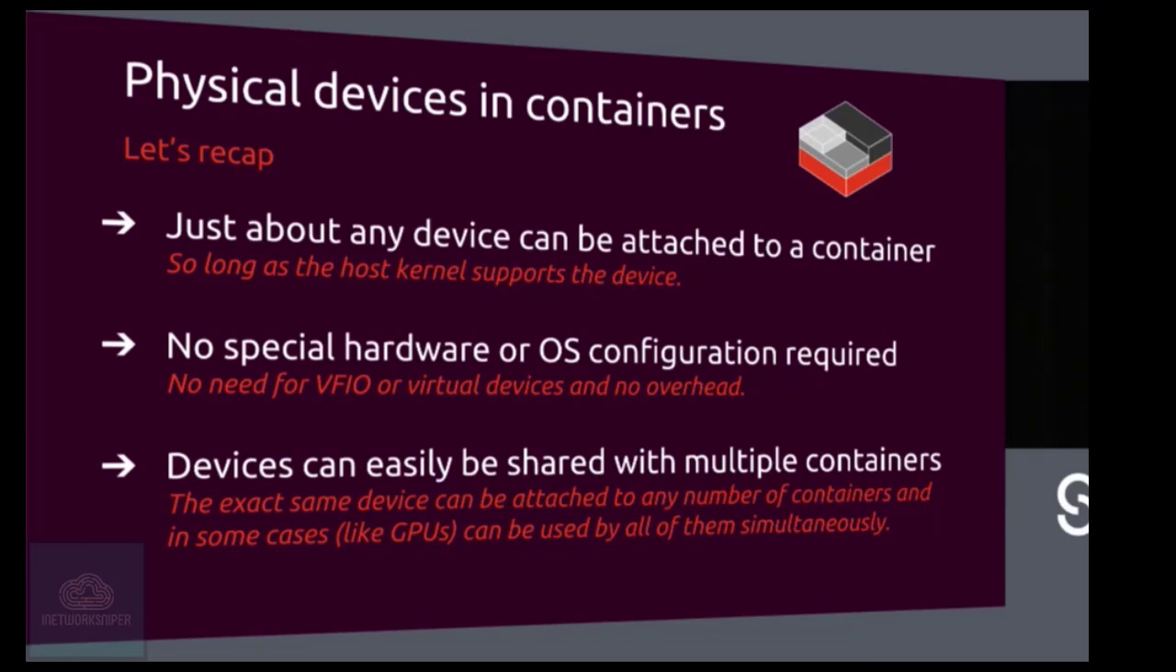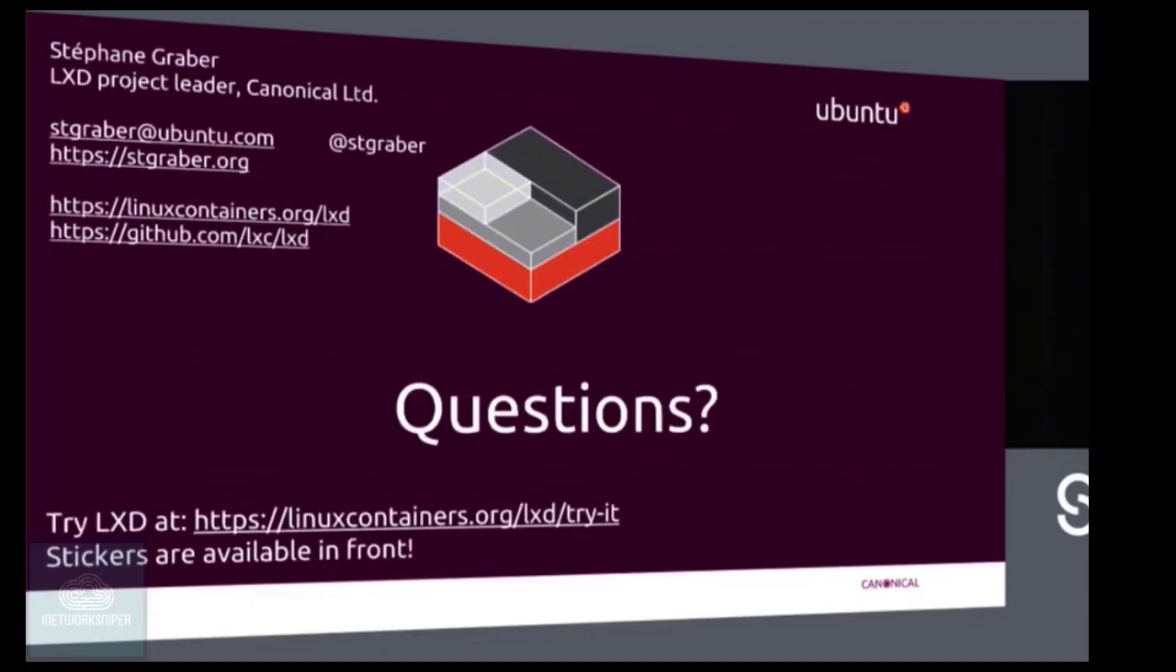It's pretty simple. The device nodes are just exposed to more than one container. So long as the kernel driver supports multiple accesses, it's going to work fine. If the kernel driver doesn't support it, the first container attaches to it, and the second one usually gets a pretty clear error message back from the kernel saying that it's already being used, and they can try again later. And so that's it for what I've got here.